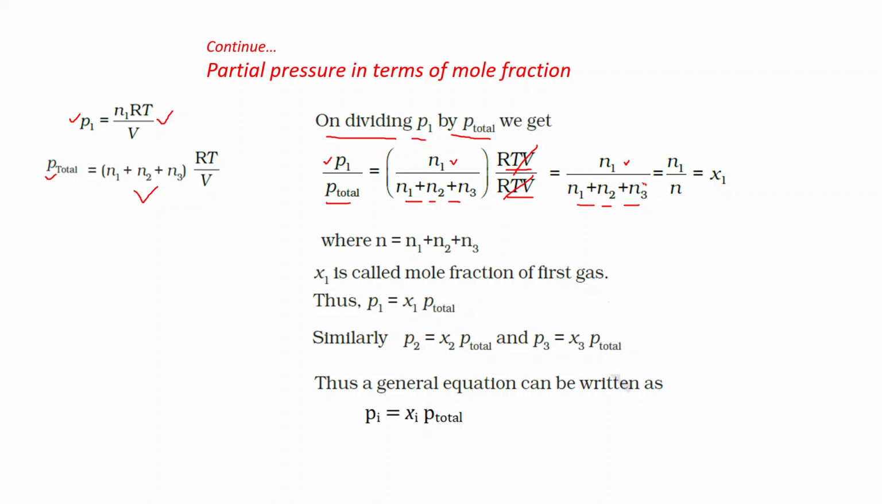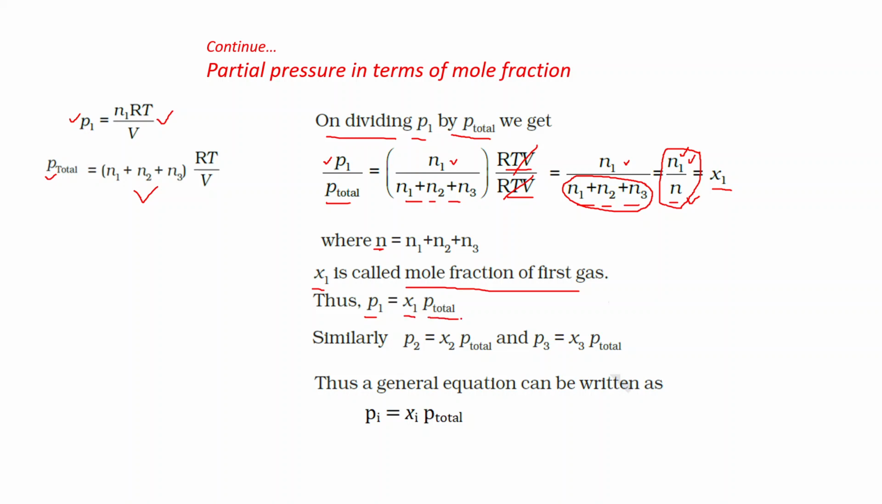Now what is this? This is the sum of the number of moles of these gases in a mixture, and that is given as n. That's why we can write n1 divided by n. Now again see, what is this ratio? Moles of component 1 divided by total number of moles present in the mixture. This is the mole fraction of component 1. X1 is called the mole fraction of the first gas. That's why we can write P1, that is the partial pressure of component 1, is equal to X1 multiplied by P total.